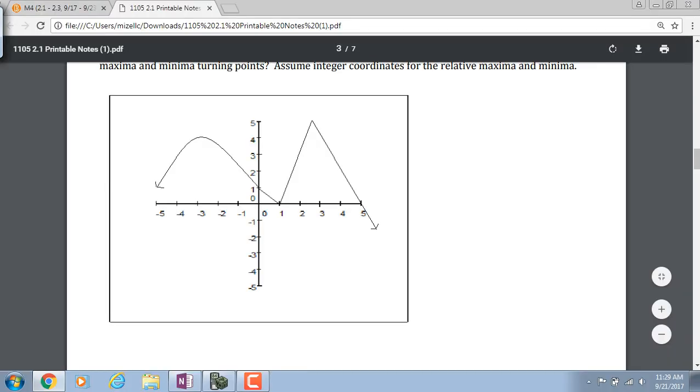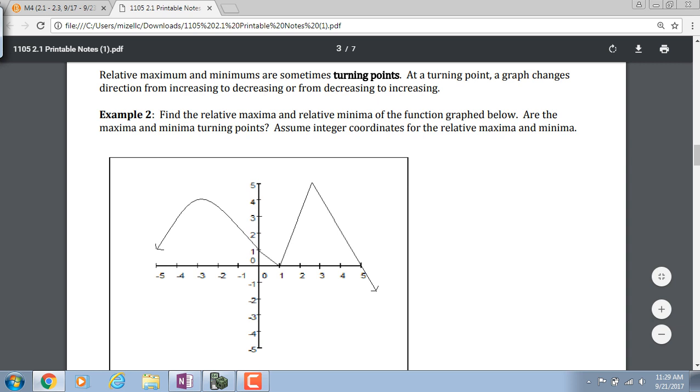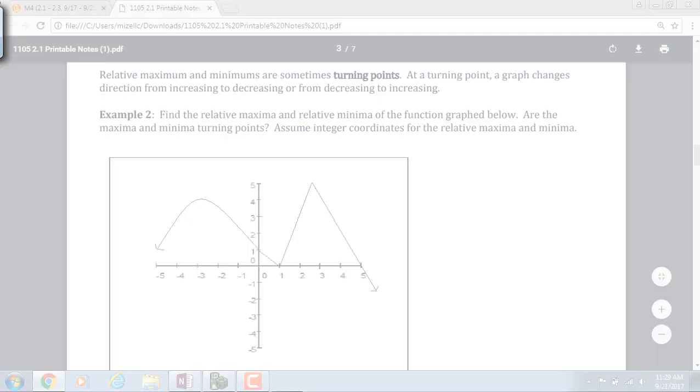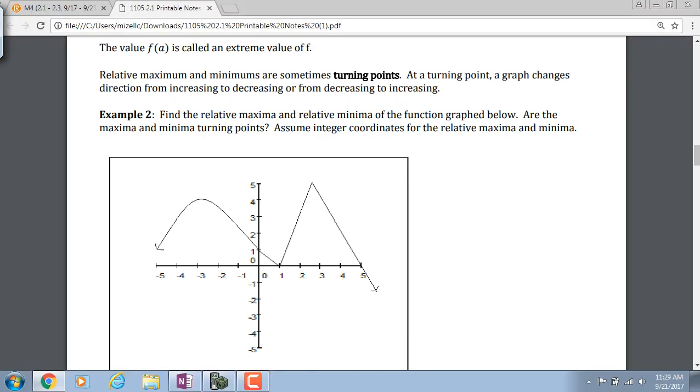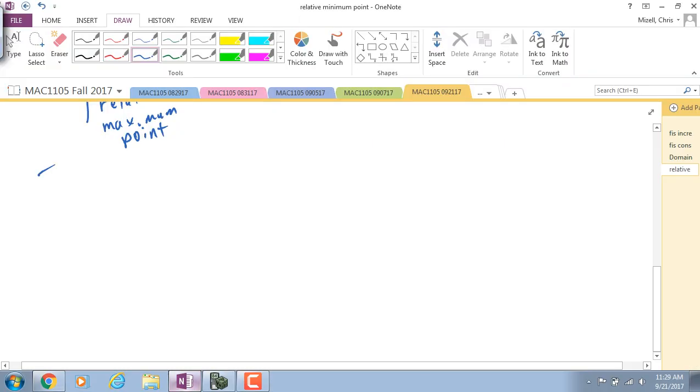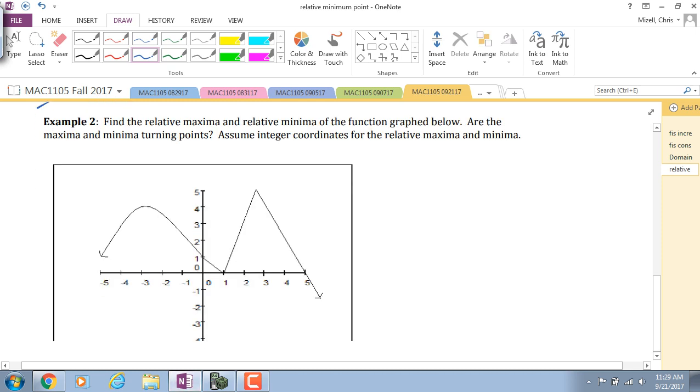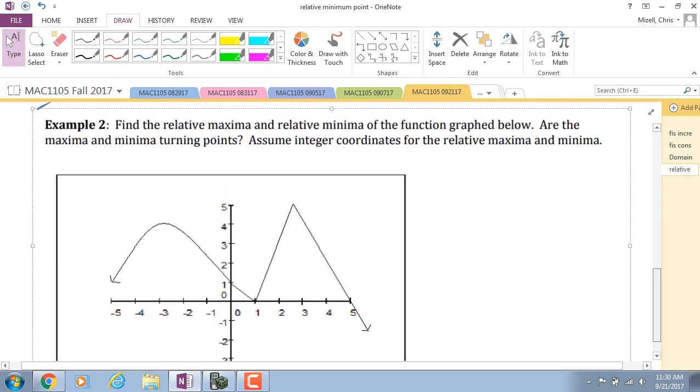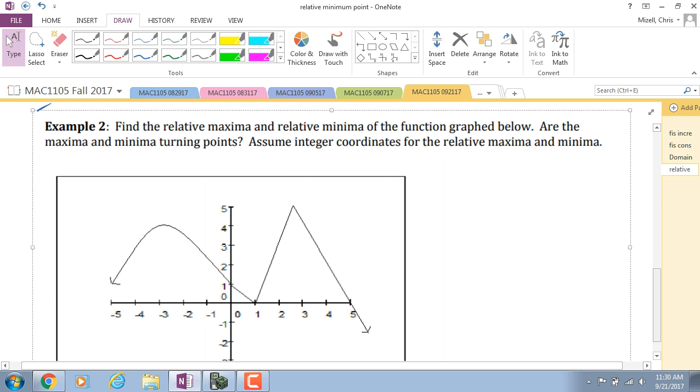Example 2. The terms maxima and minima, basically plural of maximum and minimum, collectively are referred to as extrema. If you don't want to say find the relative maxima and relative minima, you could say find the relative extrema, and that covers both. So find the relative maxima and the relative minima of the function graphed below. Are the maxima and minima turning points? And here's the thing. I believe anytime MyMathLab asks you whether these are turning points or not, the thing to do is just say yes. It's kind of an unusual situation for a relative maximum not to be a turning point.